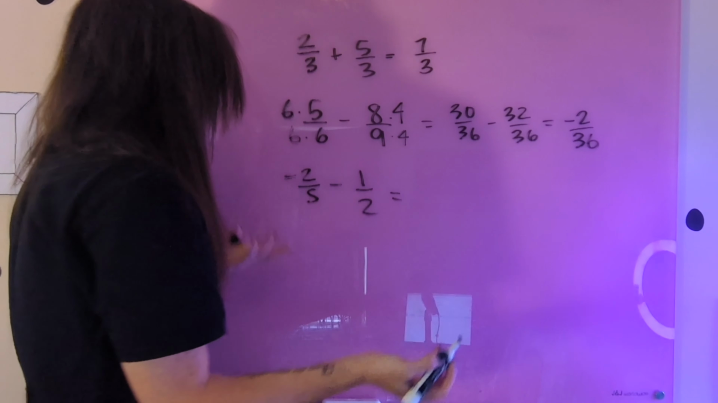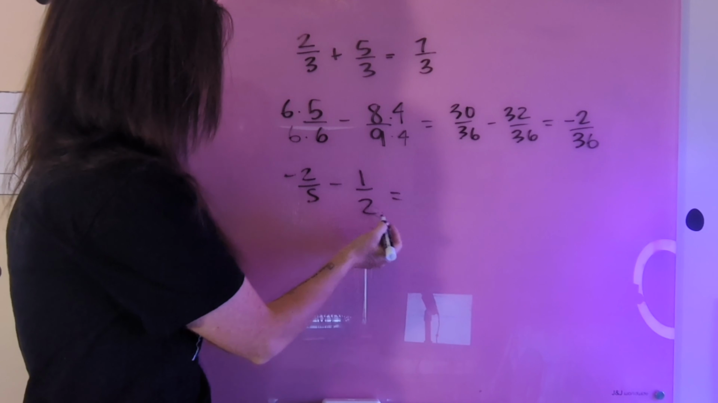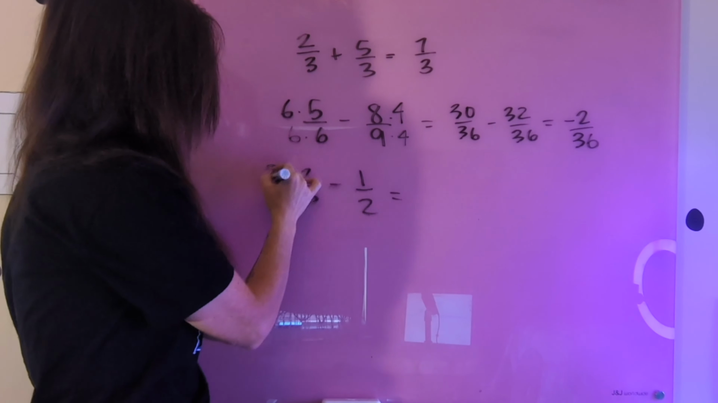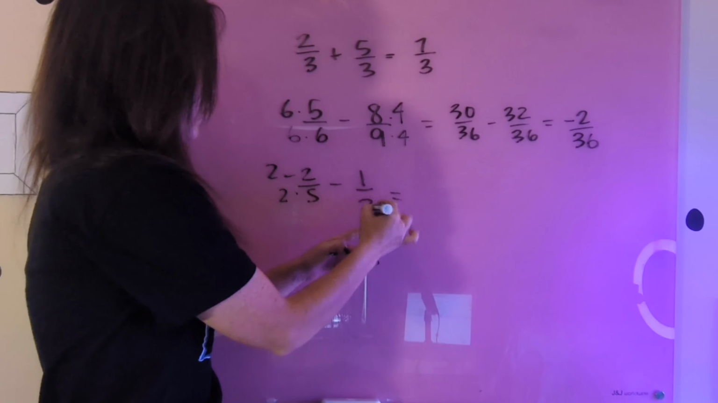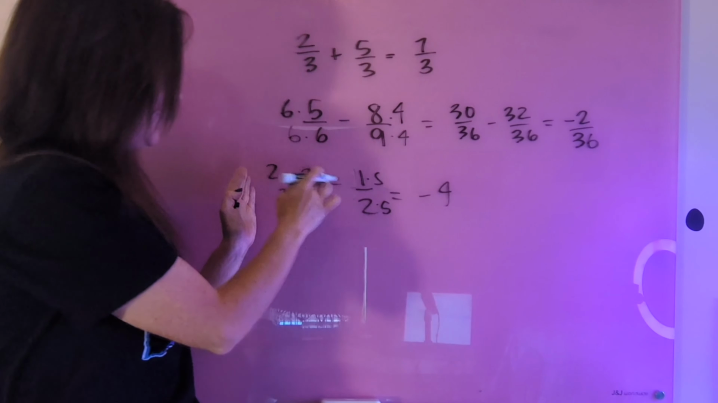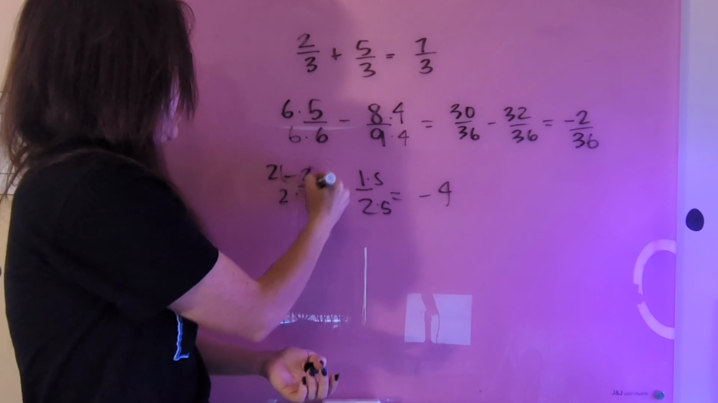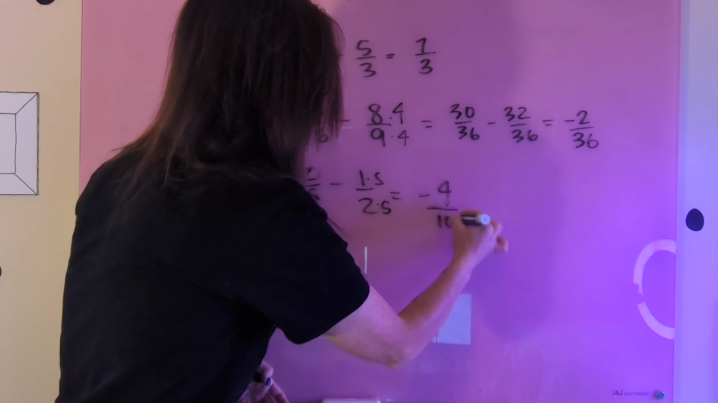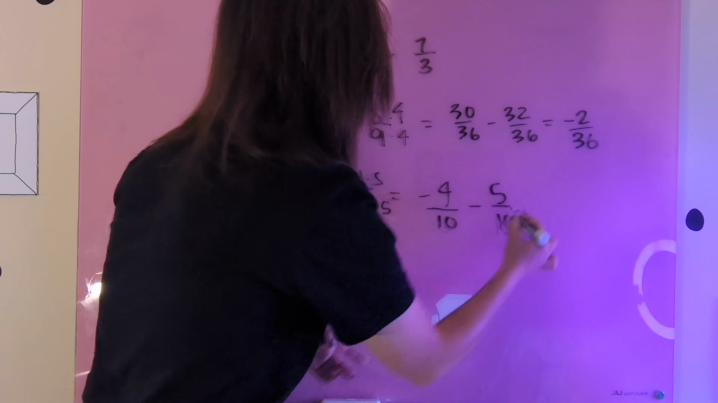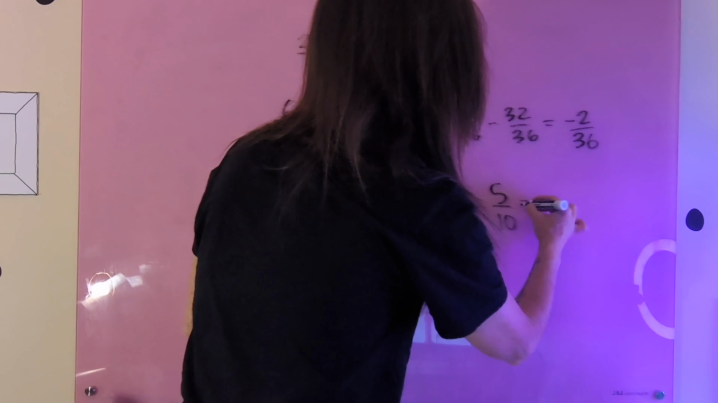Okay, so 5 and 2. Well, let's see. I'm just gonna say 10. They both go into 10. So I'm gonna multiply this by 2. So I have to multiply the numerator by 2. Let's see. 2 times 2 is 4. Okay, so we have negative 4. I hope I didn't mess up when I wrote this down. So negative 4 over 10 minus 1 times 5 is 5 over 10. So negative 4 minus 5, so I go down 4, down another 5, so that's negative 9 over 10.